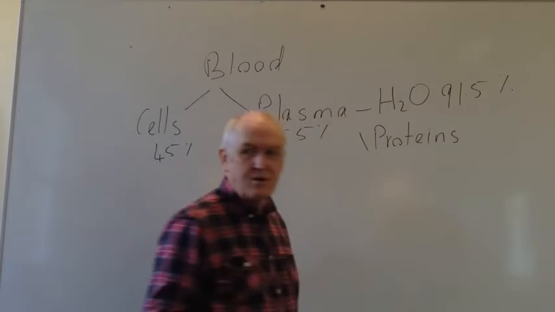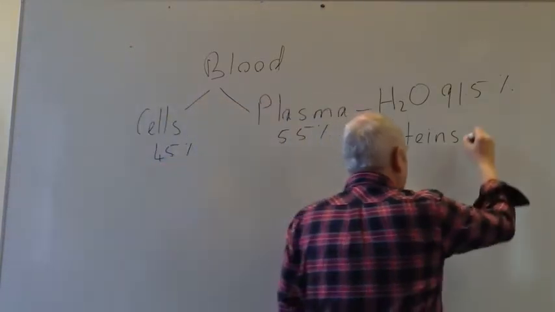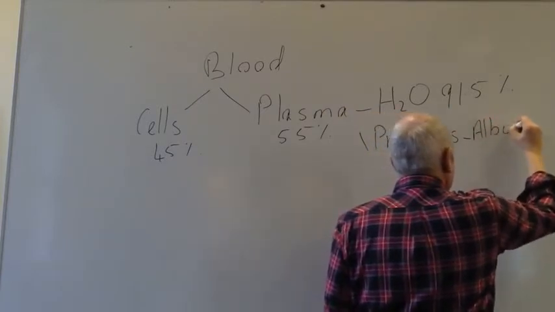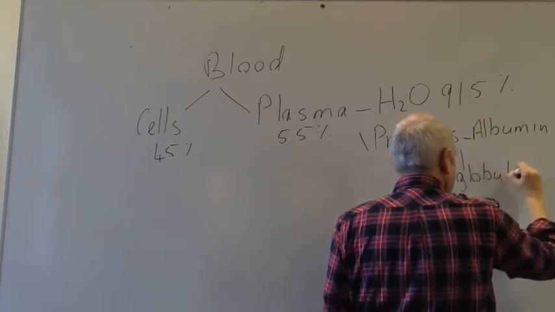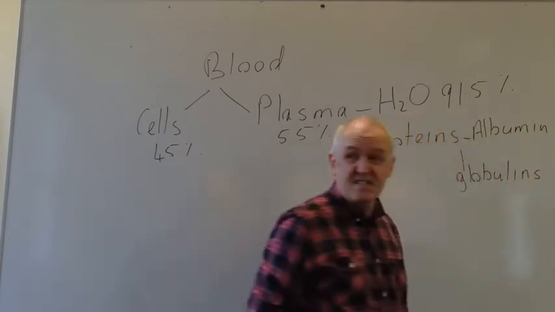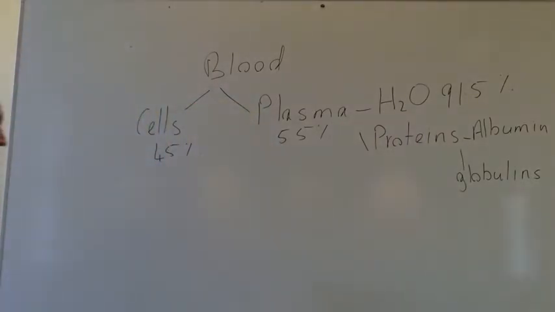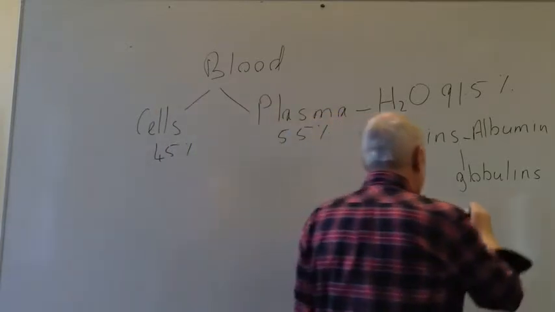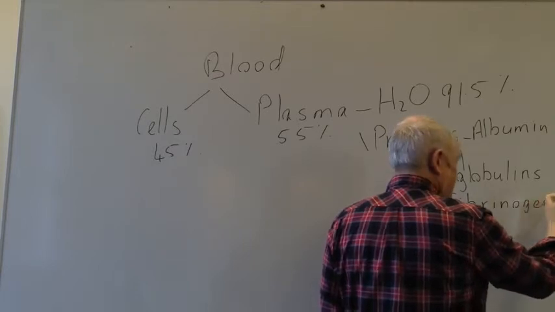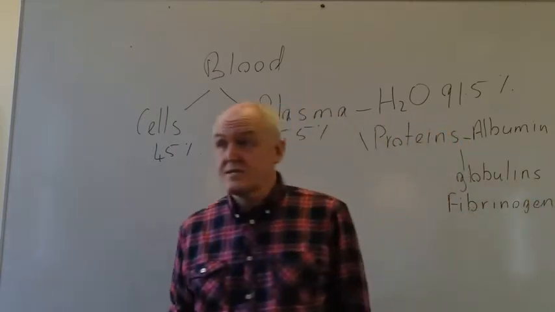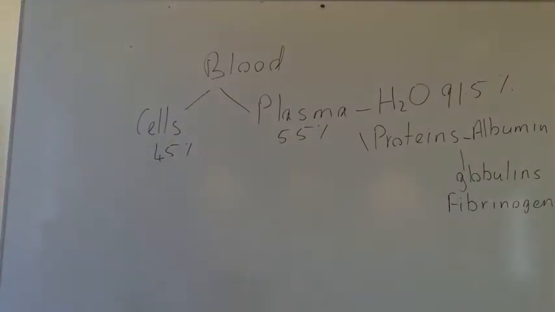So there are plasma proteins. And you might remember there's albumin, globulin, actually globulins, because the globulins are the immune proteins, lots of different sorts. There's another protein called fibrinogen. And fibrinogen is one of the clotting proteins. When the blood clots, the fibrinogen is converted to fibrin.